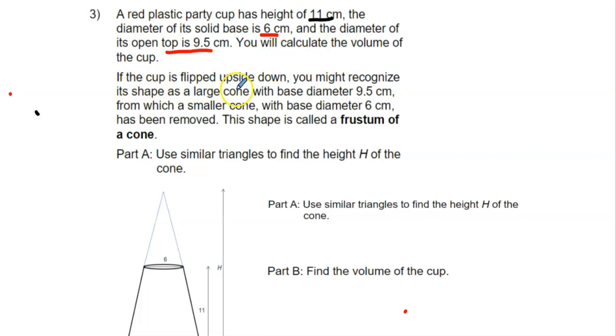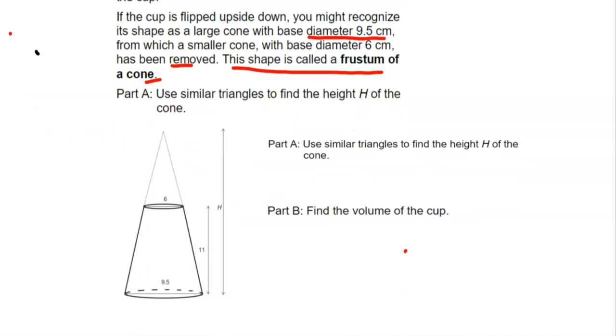If the cup is flipped upside down, you might recognize its shape as a large cone with a base diameter of 9.5 centimeters, from which a smaller cone with a base diameter of 6 centimeters has been removed. This shape is called a frustum of a cone. Use similar triangles to find the height h of the cone.